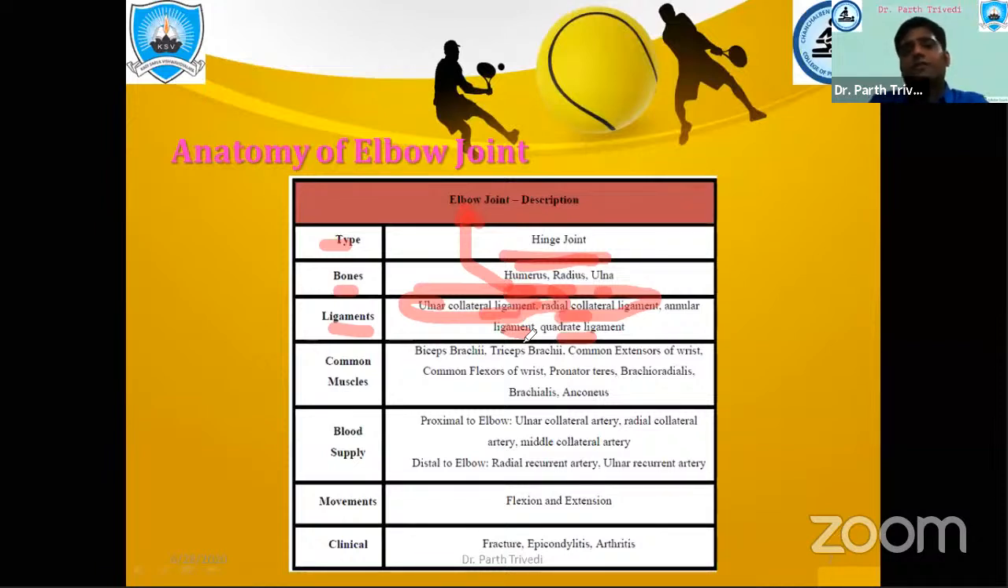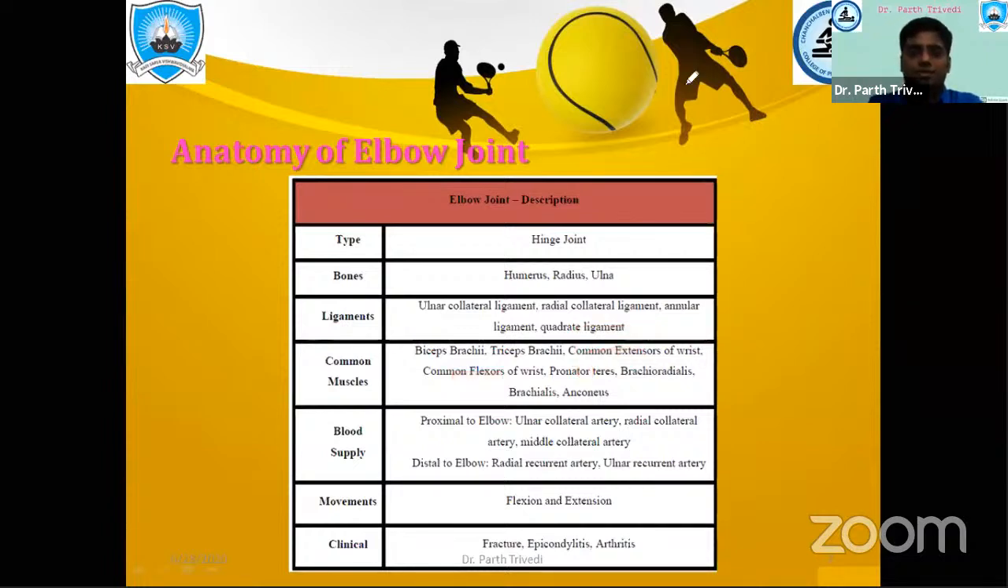Common muscles. What kind of muscles do we have which either originate or insert at your elbow joint? We have the biceps muscle, which is inserting. Triceps muscle, which is inserting. Common extensors of the wrist, origin; common flexors of the wrist, origin; pronator teres, origin; brachioradialis, again insertion; brachialis, insertion; and anconeus, insertion. Basically these three groups of muscles are supinator. I have not mentioned it because of the concern of the topic. So these three groups of muscles are basically the origin muscles, and the rest of them are insertion muscles.